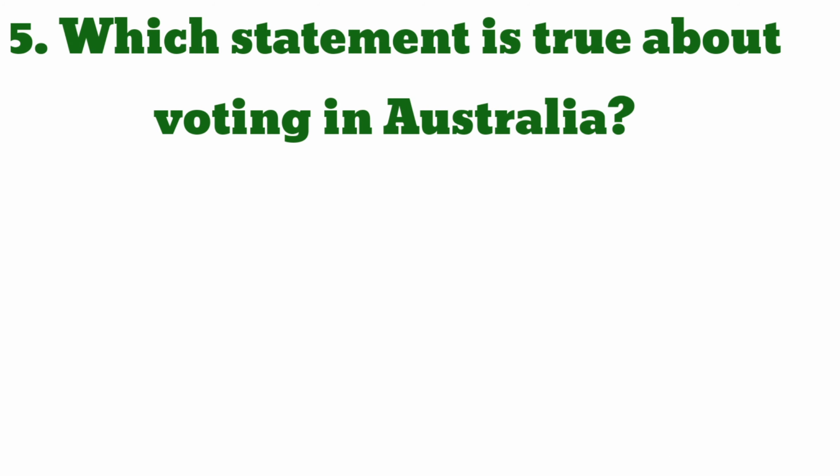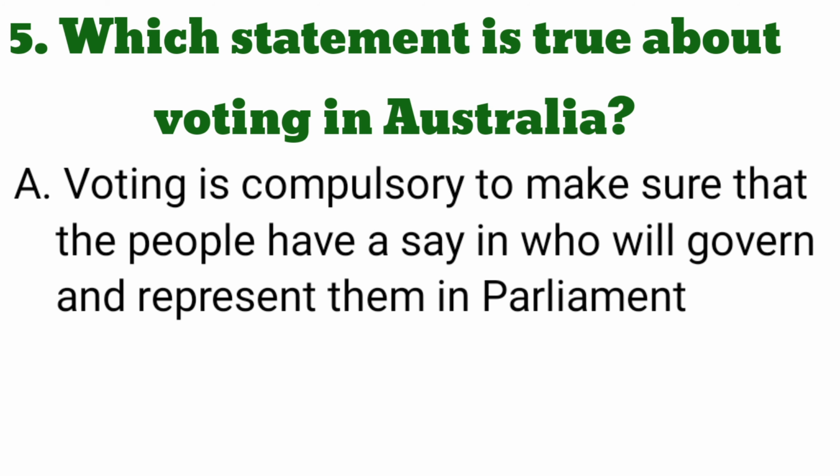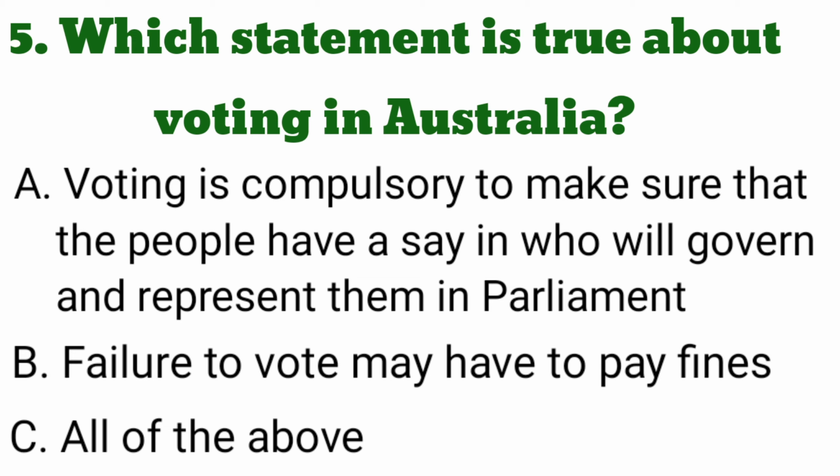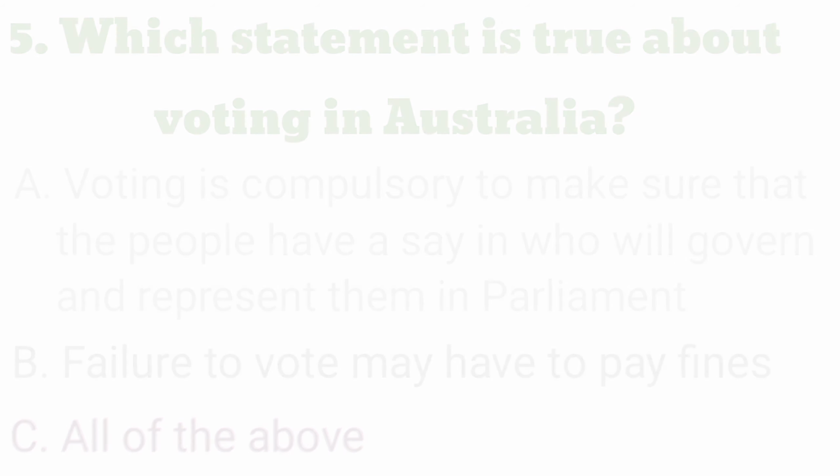Number 5. Which statement is true about voting in Australia? Letter A, voting is compulsory to make sure that people have a say in who will govern and represent them in Parliament. Letter B, failure to vote may have to pay fines. Letter C, all of the above. The answer is letter C, all of the above.